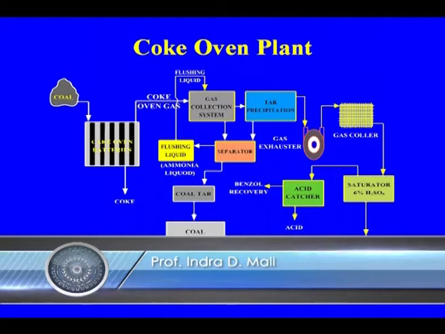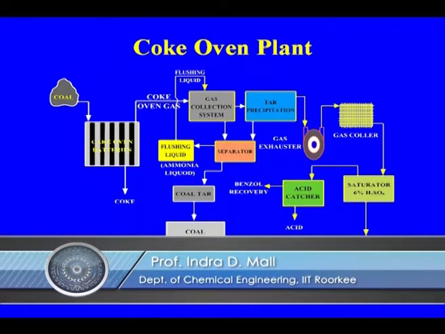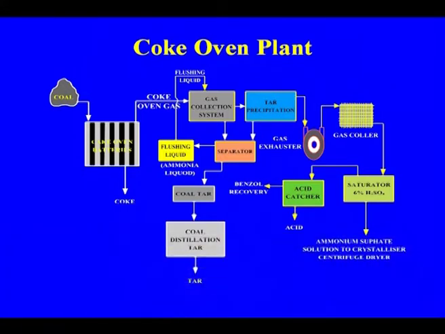This is the flow diagram of a typical coke oven plant. The coal, after various pre-treatment and briquetting, goes to the coke oven batteries, and from the coke oven batteries the coke goes to the blast furnace, and the coke oven gas goes for further processing, to the gas collection system, and separation of the flushing liquids. The flushing liquid here is actually the ammonia liquor that we use as a flushing liquor, which is produced during the process itself, and separation.